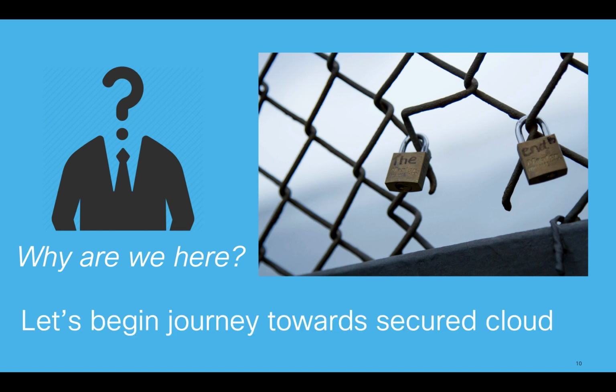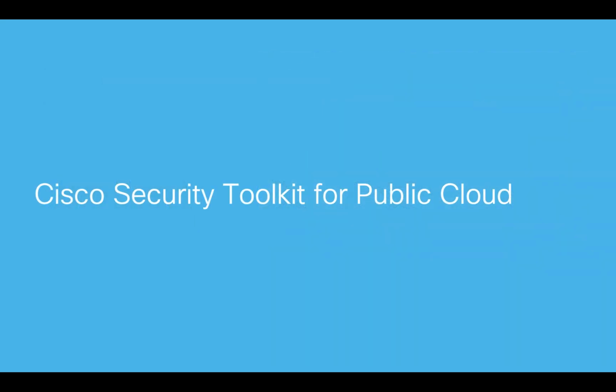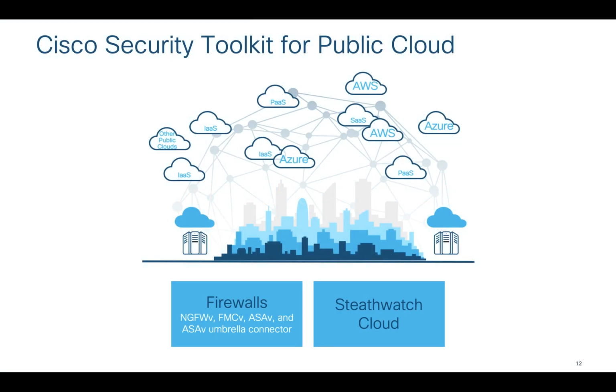So let's talk about different types of security devices and different features that we provide in cloud. Let's begin our journey towards a secure cloud environment. Now let's focus on the Cisco Security Toolkit for public cloud. It is really important to understand what we offer, and then we will build on how to put those appliances in cloud and different kinds of use cases.